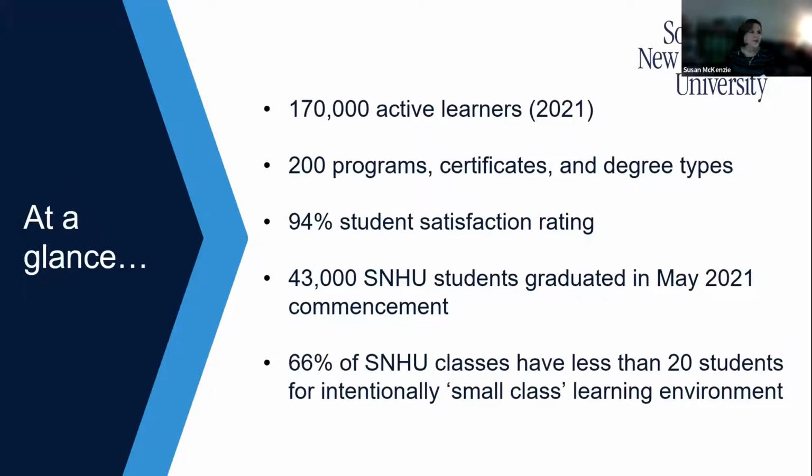So as of 2021, we have about 170,000 active learners, over 200 program certificates and degree types, and many of them you can see on our webpage, snhu.edu. We have many graduate programs, many certificates. We're very transfer friendly. 94% of our students have a very high satisfaction rating. We had a huge commencement this past year that included 2 years of students because of the COVID-19. And it included 43,000 students graduating. So that's quite a lot of people that were able to catch up and continue to make their educational goals.